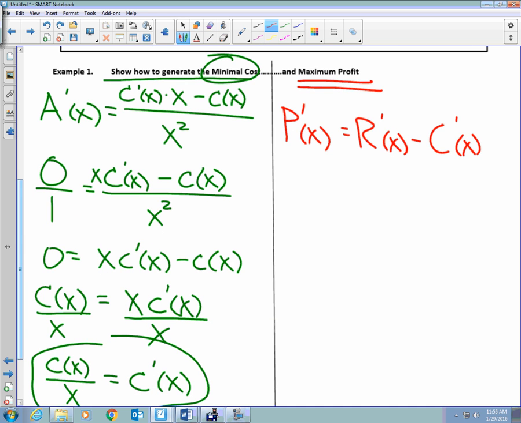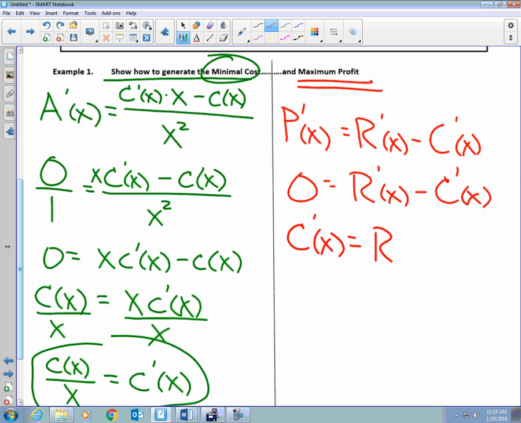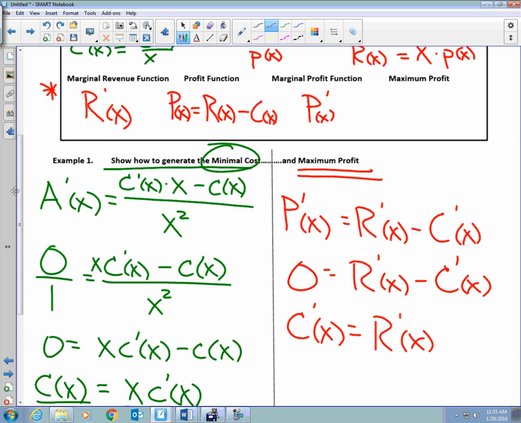If we want to maximize it, we set the derivative equal to 0, and we get R prime of X minus C prime of X. Again, we would like to write an equation that expresses these in a unique way, and we get C prime of X is equal to R prime of X. So the maximum profit occurs when C prime of X is equal to R prime of X. When that happens, we get maximum profit.